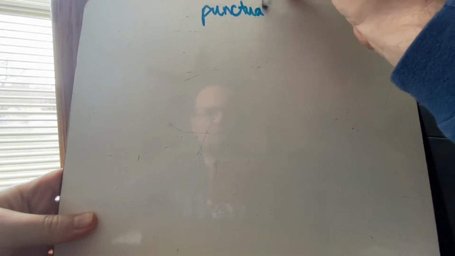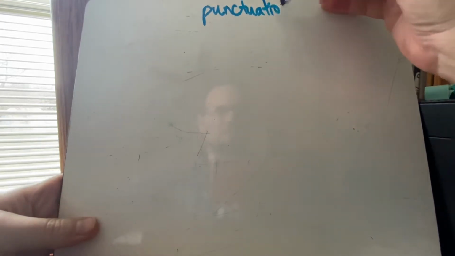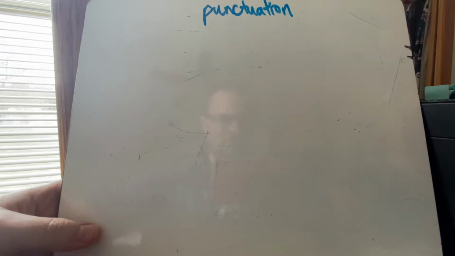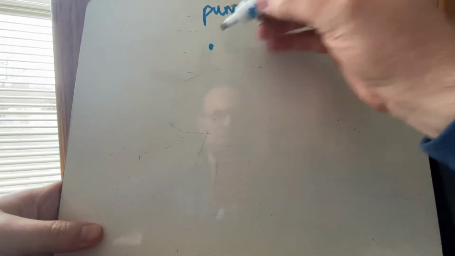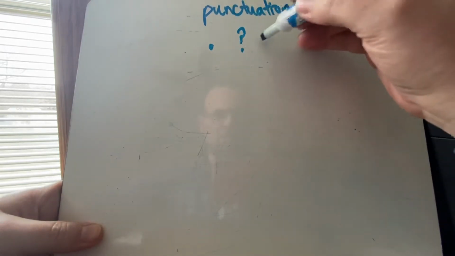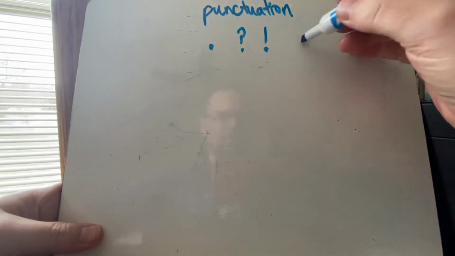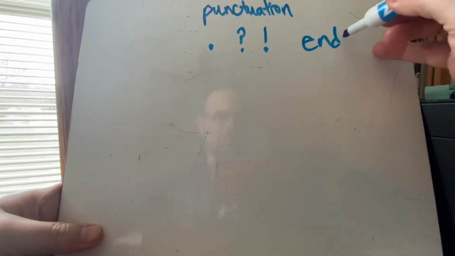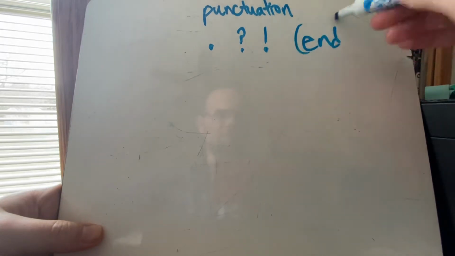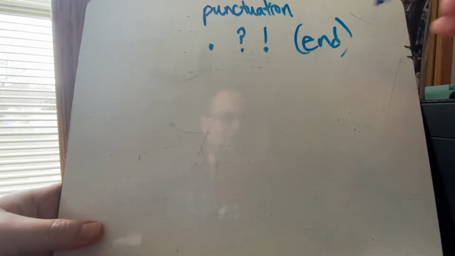Punctuation. For the most part, we know that we need to have our periods, our question marks, and our exclamations at the ends of sentences. Okay, that's not really been a problem this year.